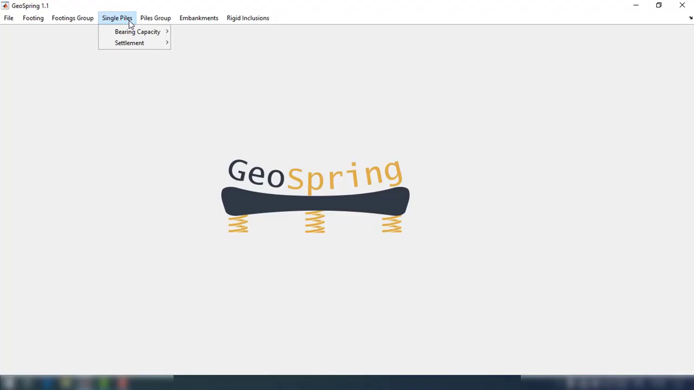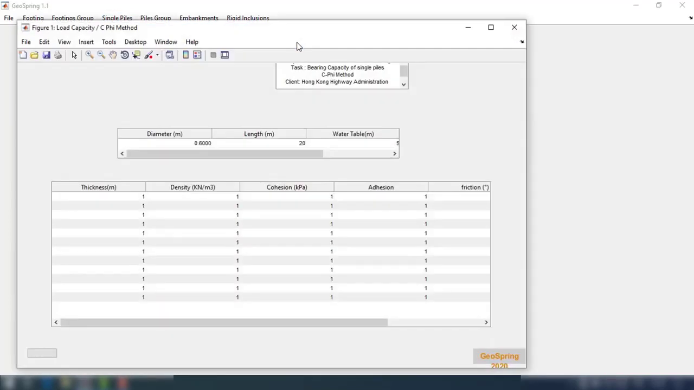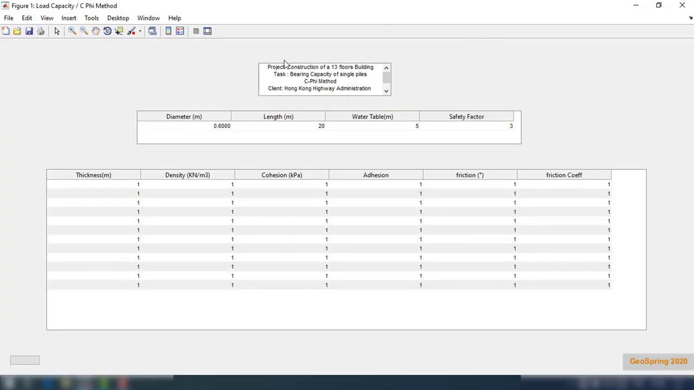The bearing capacity of single piles with GeoSpring can be estimated through the method based on the cohesion and friction angles of the layers crossed by the pile, and also by pressuremeter data. Let's start, for example, with bearing capacity, drained load capacity. Here you put the name of your project, the task, bearing capacity of single piles, and your client.